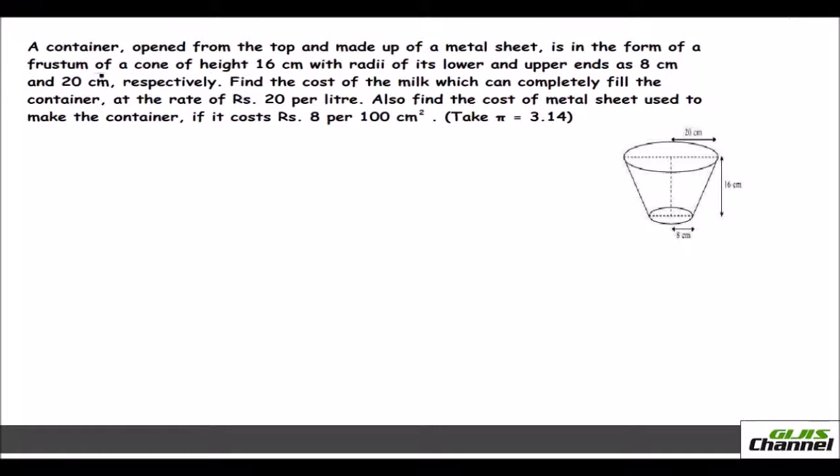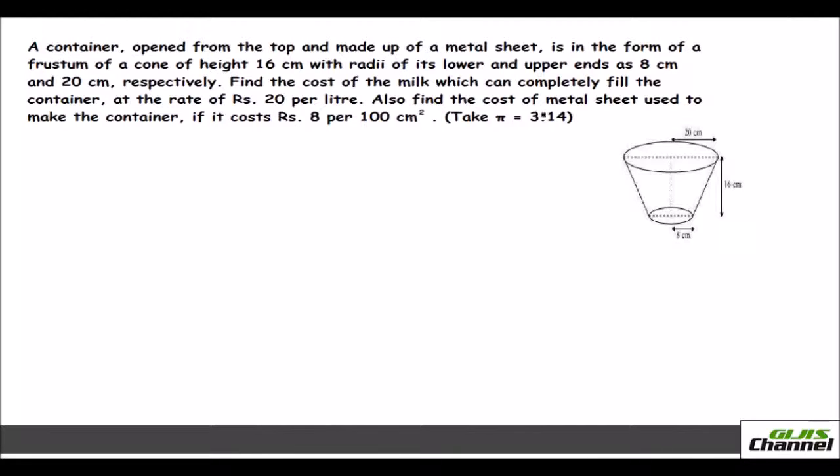Here, a container open from the top, made of a metal sheet, is in the form of a frustum of a cone of height 16 centimeters, with radii of its lower and upper ends as 8 centimeters and 20 centimeters. I have drawn it here respectively. Find the cost of the milk which can completely fill the container at the rate of rupees 20 per liter. Also find the cost of the metal used to make the container if it costs rupees 8 per 100 centimeters square. So here you need to find two things.